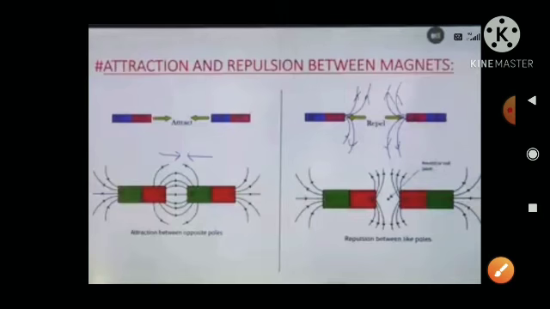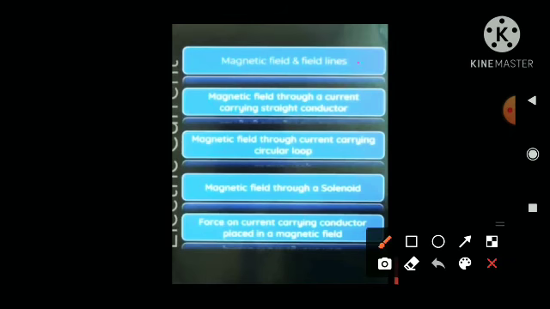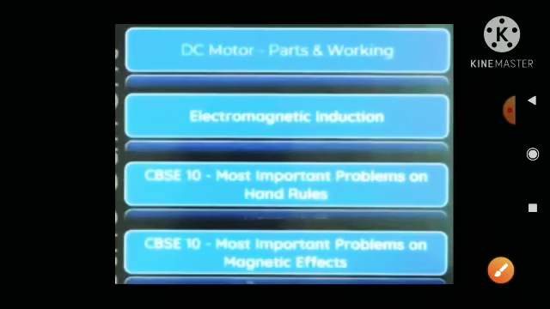So let's move ahead. The important chapters: what is the magnetic field, field lines we already discussed. Magnetic field through a current carrying straight conductor we will discuss in this part. So these are the points we completed. First point, let's start the other point. This is also a point: DC motor, parts and working, electromagnetic induction, etc.